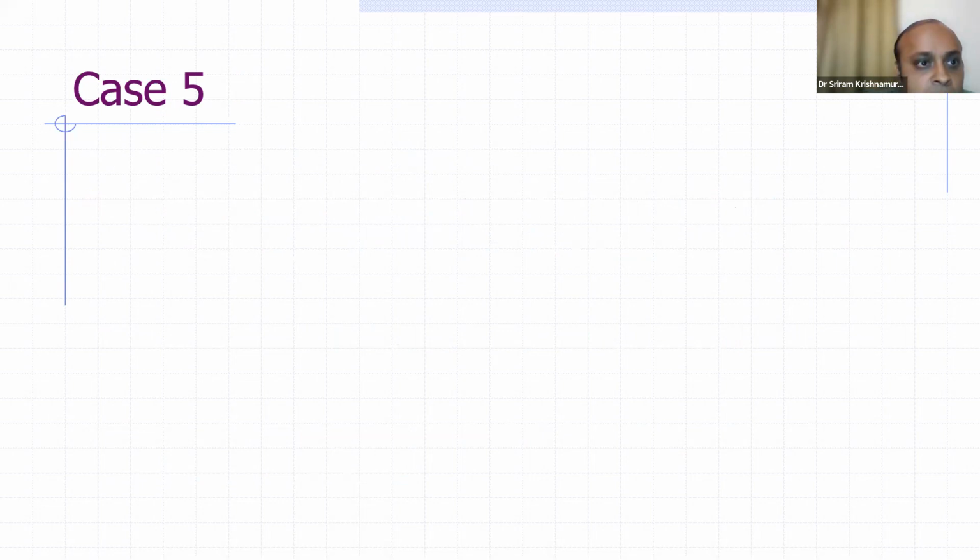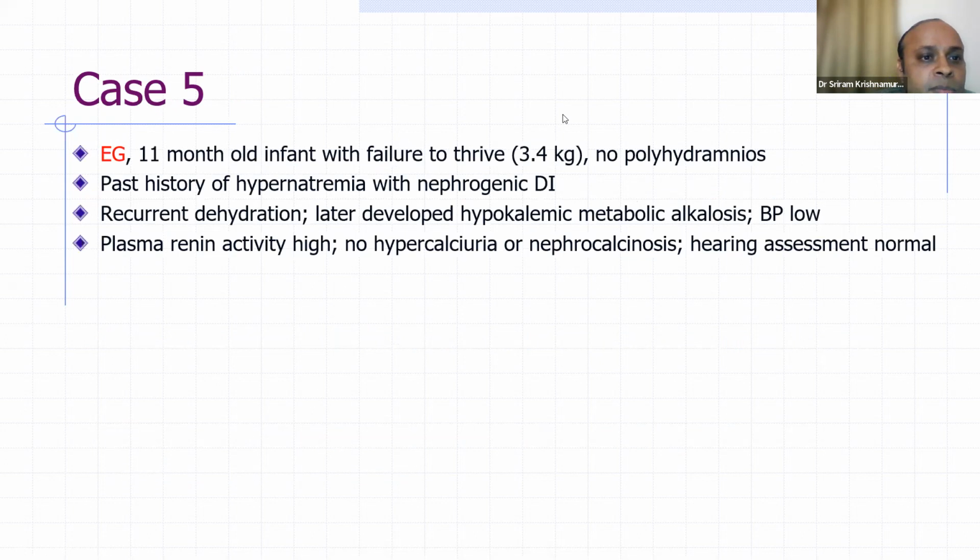My next case is actually an 11-month-old infant presenting with failure to thrive, no polyhydramnios. There was a past history of hypernatremia, again with nephrogenic DI. She also had recurrent dehydration and later developed a hypokalemic metabolic alkalosis. By this time, we realized she is actually a Bartter. Plasma renin activity was found to be high. She had no hypercalciuria or nephrocalcinosis. Hearing assessment was normal.